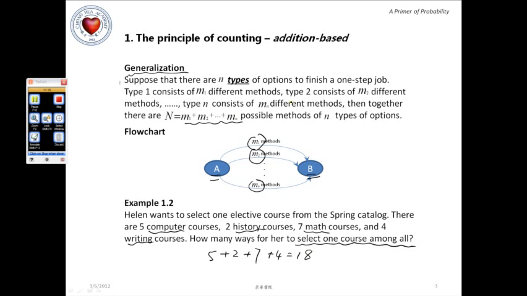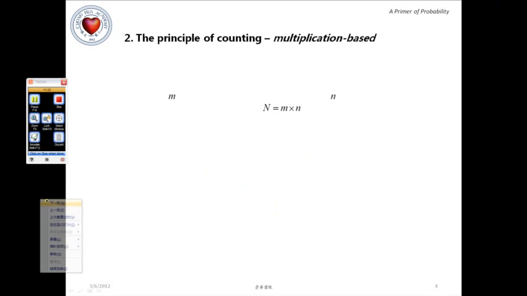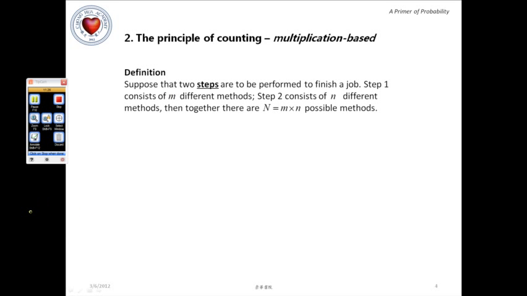Let's turn back to observation 2. Solution for question 2 of the starting Jack's bookshelf problem. As you remember, it elicits the definition of multiplication-based principle of counting. Suppose that 2 steps are to be performed to finish a job. Step 1 consists of m different methods, step 2 consists of n different methods. Then together there are m times n possible methods.